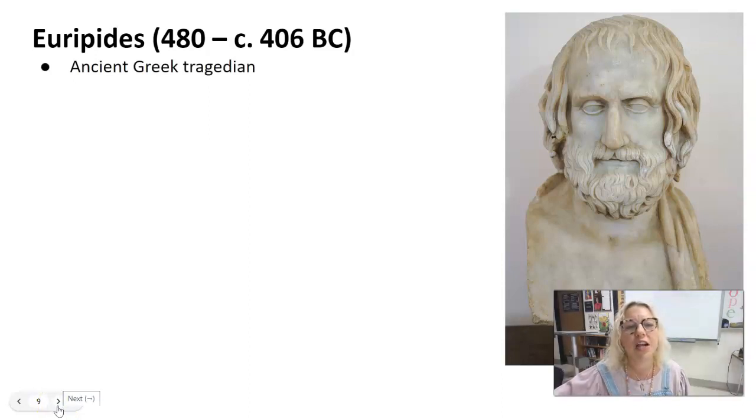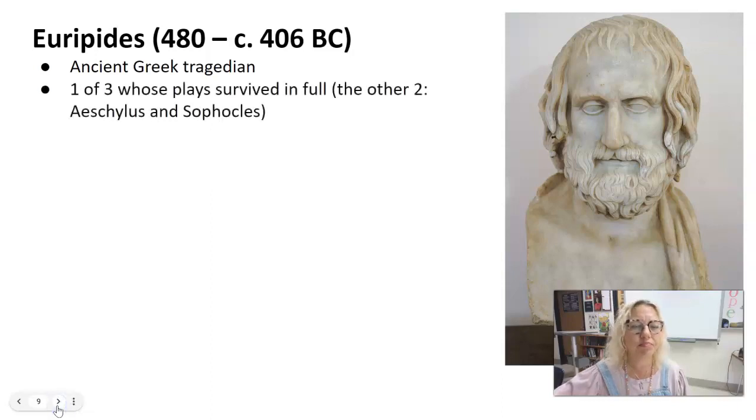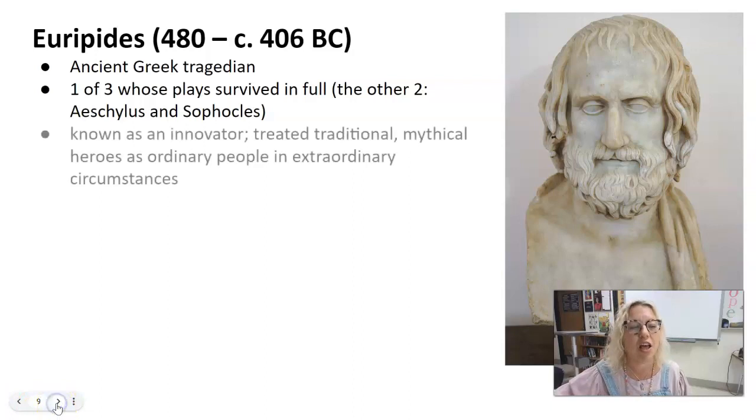He's an ancient Greek tragedian. There are really three main tragedians: Aeschylus, Sophocles, and Euripides. And there were others besides these guys, but these are the ones whose plays still remain. All the others have been lost.